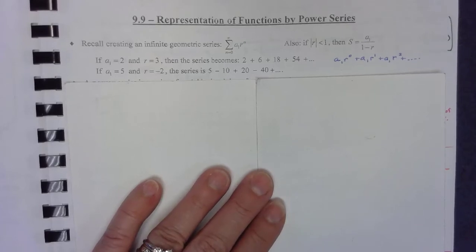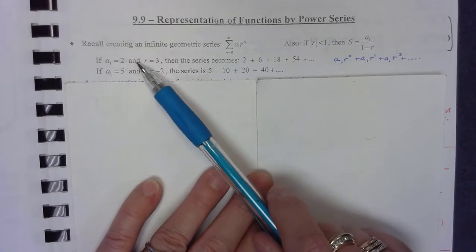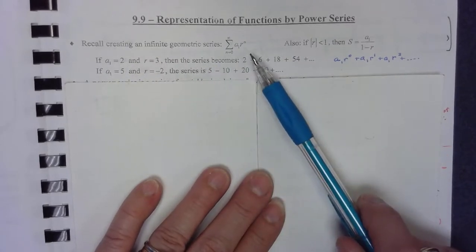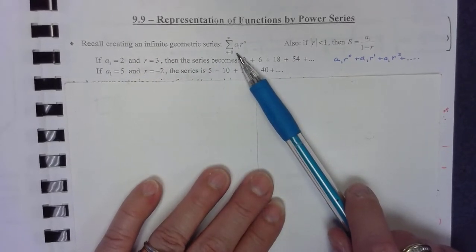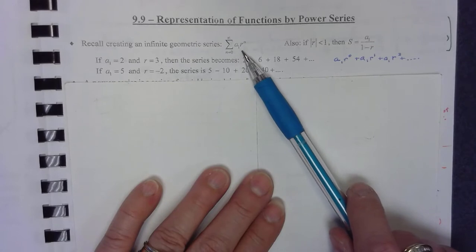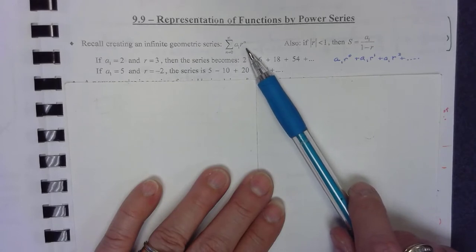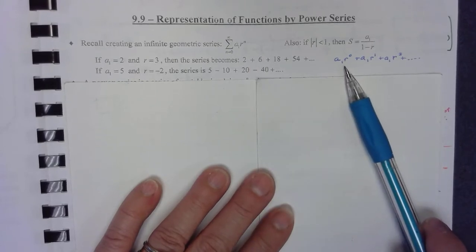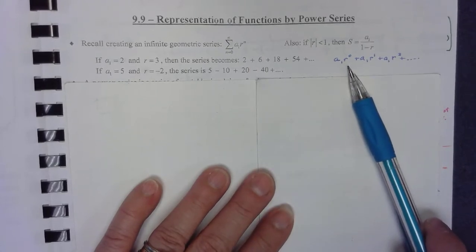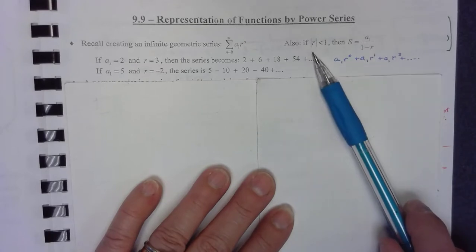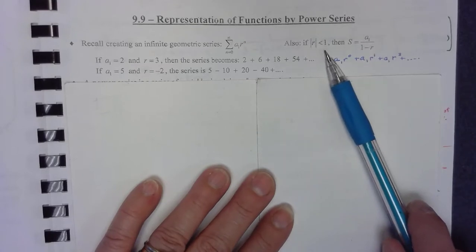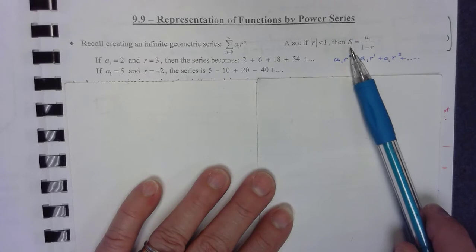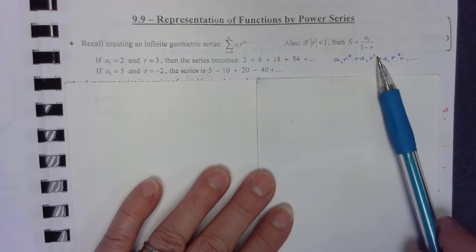Representation of functions by power series, section 9.9. Recall creating an infinite geometric series of the form the sum from n equals 0 to infinity of a sub 1 times r to the n. Why n equals 0? Because the first term does not require multiplying by the common ratio. Also remember that if the absolute value of r is less than 1, then our series converges, and we can find that sum.